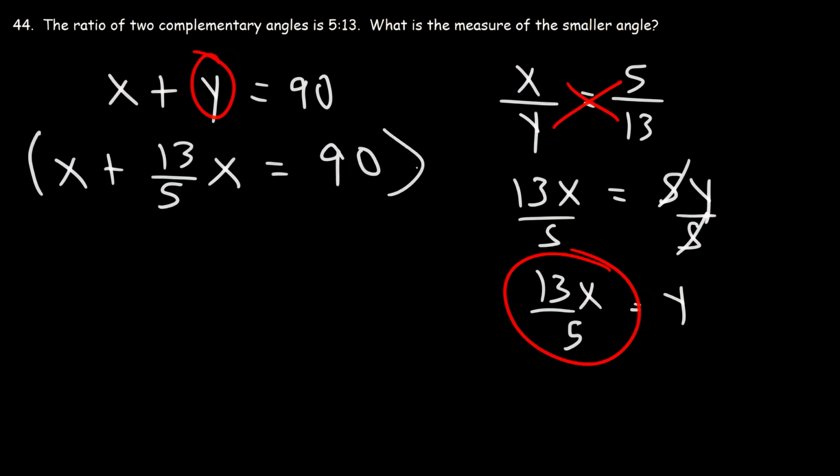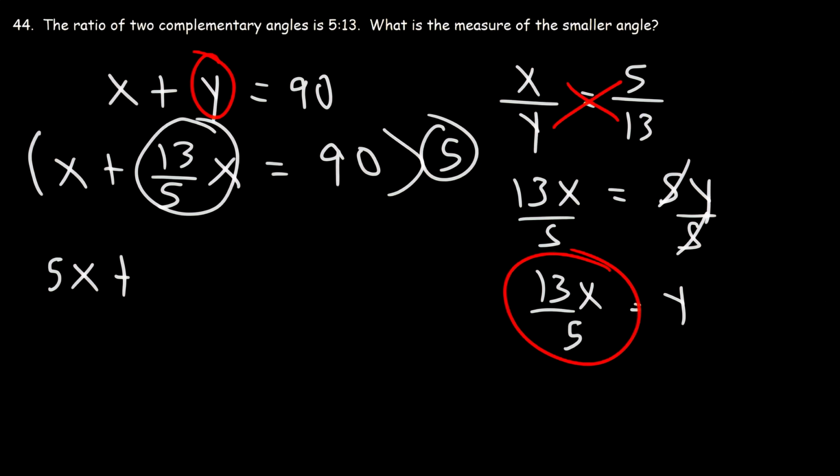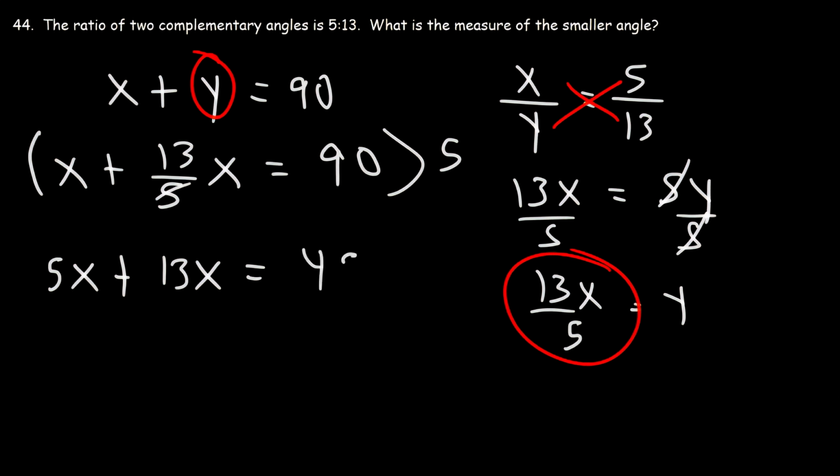Now to get rid of the fraction, I recommend multiplying everything by 5. So it's going to be 5x, and then once we multiply this by 5, the 5's will cancel, giving us 13x. 9 times 5 is 45. So 90 times 5 is 450. If we add 5x and 13x, that's going to be 18x.